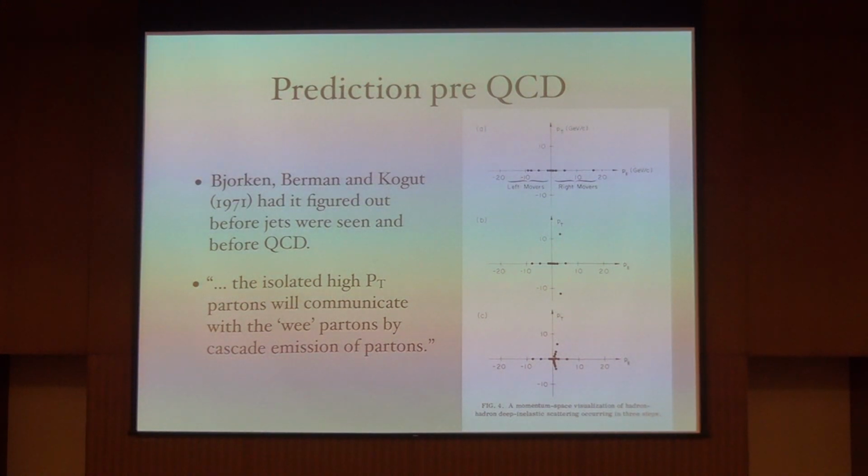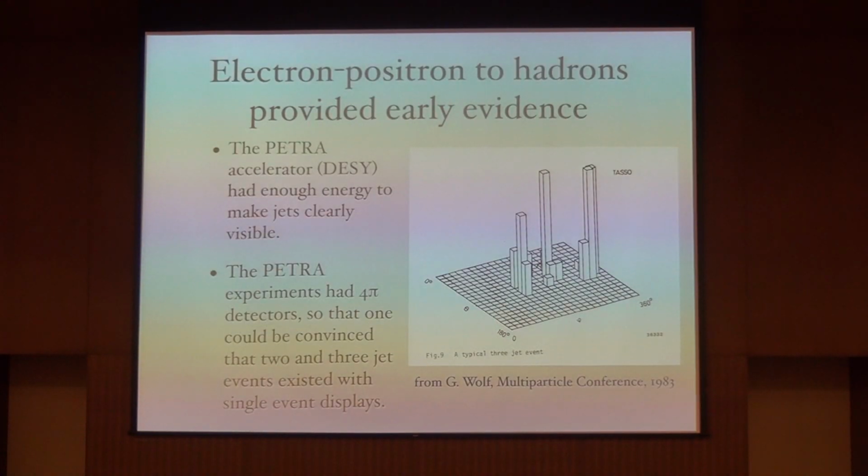Okay, so jets were a prediction from 1971, before anybody had QCD. And here's some experimental evidence. This is from electron-positron collisions at the PETRA accelerator at DESY, in the early 80s, and this was shown at a conference in 1983. So this is the Lego plot, the first Lego plot, of the same kind we've seen before, except they use theta instead of eta.